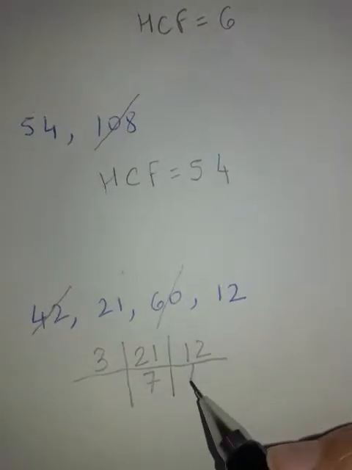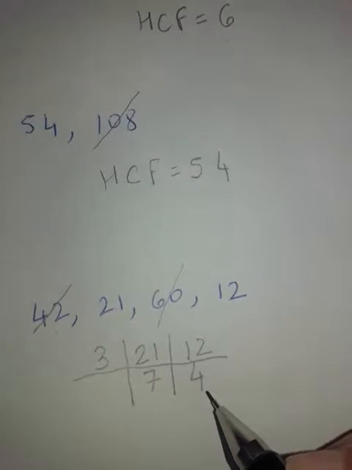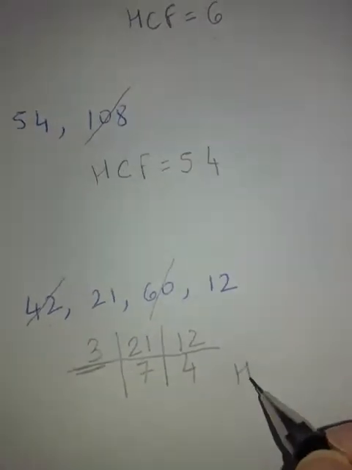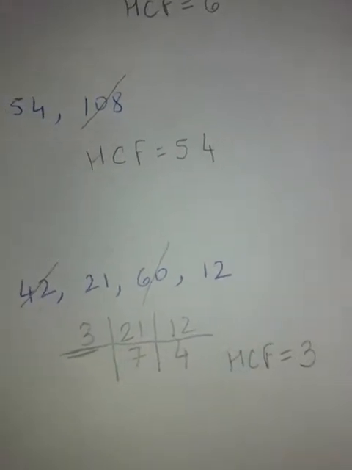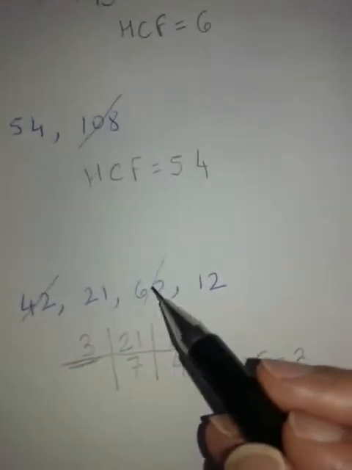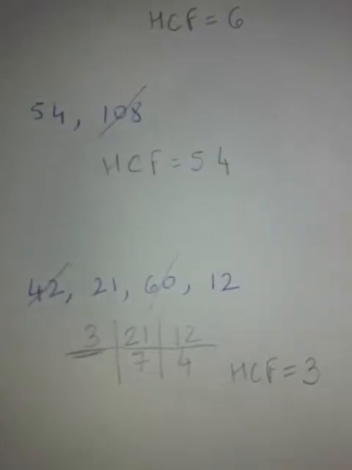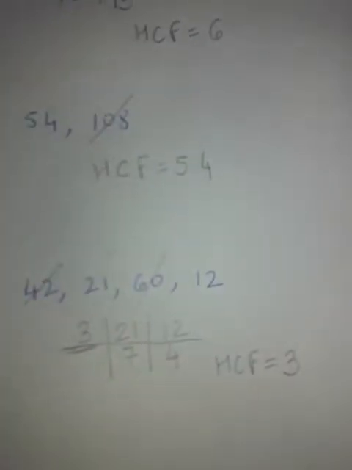3 7s and 3 4s. 7 and 4 do not have any common factor. So 3 becomes my HCF. My HCF is 3. Did you get this shortcut? We ignored the multiples. But again let me repeat this. Don't use this method for LCM. This is only for HCF.